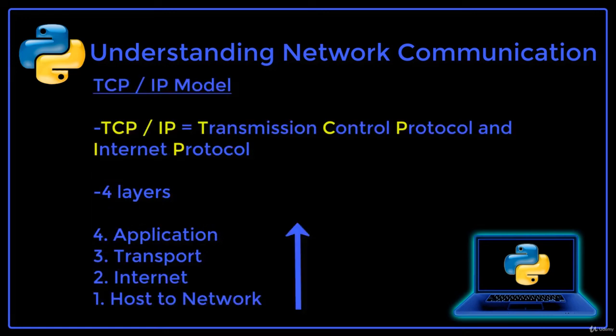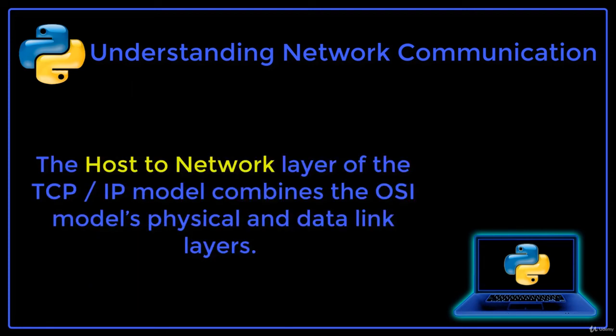The TCP/IP model is the other main type of model used to model network communication. TCP/IP stands for Transmission Control Protocol and Internet Protocol. It consists of 4 layers: the host to network layer, the internet layer, the transport layer, and the application layer. The host to network layer of the TCP/IP model combines the OSI model's physical and data link layers.